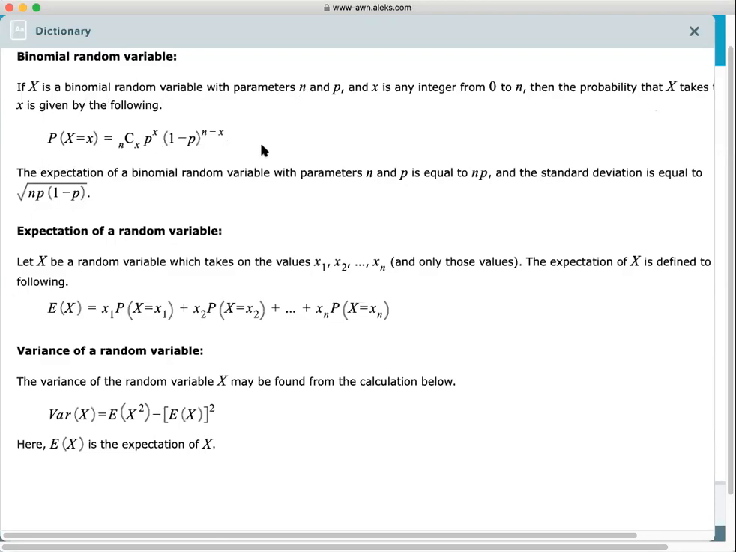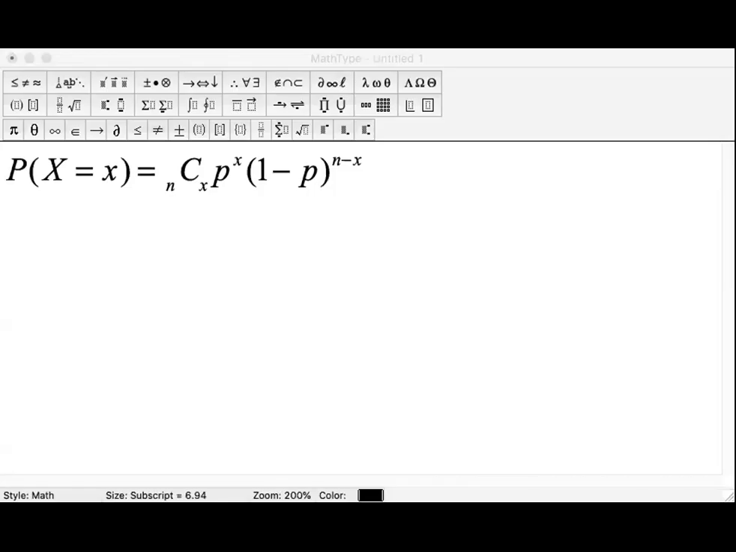I'm going to open up MathType to discuss this formula in more detail and to discuss those parameters n, p, and x. So now I've opened up MathType, and we have our formula again: the probability that the random variable x takes on a particular value x is given by n choose x times the probability p raised to the x power times 1 minus p to the n minus x.